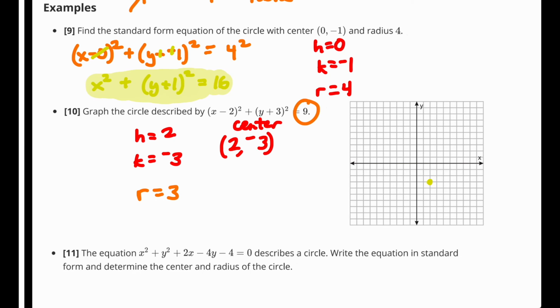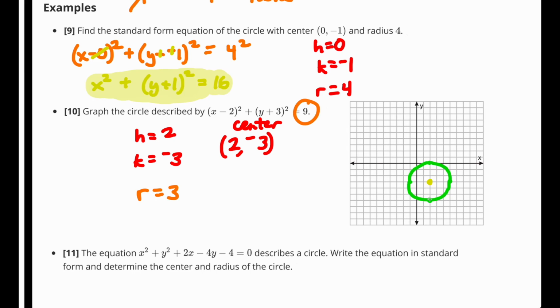The easiest way to deal with the radius is just to go up 3, down 3, left 3, and right 3 from that center. So 1, 2, 3, 1, 2, 3, 1, 2, 3, 1, 2, 3. And then just kind of do your best to graph them. This is kind of hard to make a perfect circle. Even dividing it up like this, you can see it's not really that great of a circle, but it's just a sketch, and that will do for it.